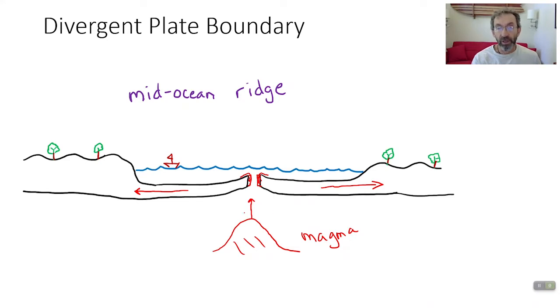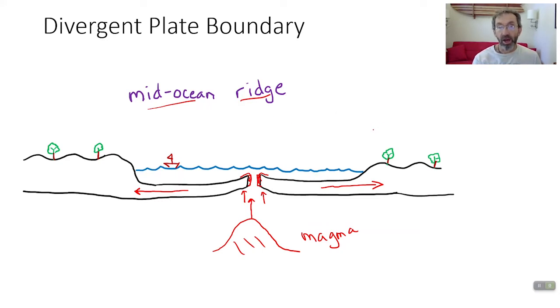Another consequence of magma formation is that because this area is hot, the crust is lighter, it's more buoyant, and you can see that it actually rises up a little bit. So there's a little bit of rising up here on the edges of the crust, and that leads to what's called a mid-ocean ridge. So it's literally a ridge that's underneath the ocean.